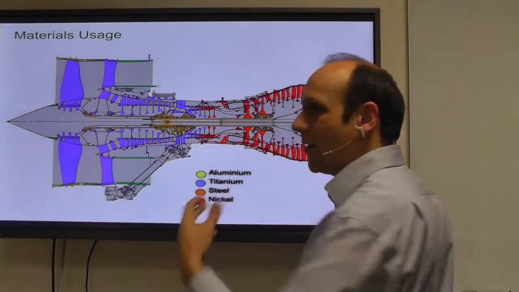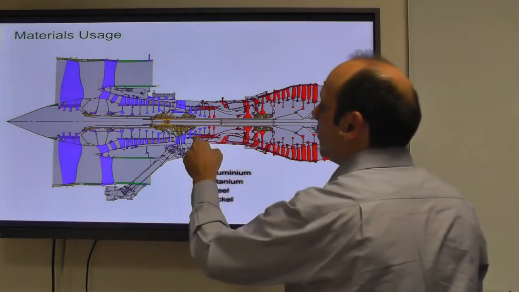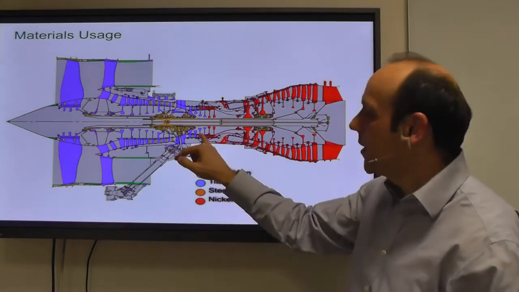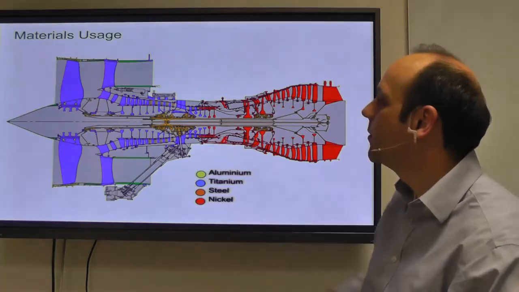And then at some point, you exceed a temperature of about 550 to 600 degrees C, and you transition into nickel. And that tends to be in the HP compressor here. And a lot of them now, you have an all-nickel HP compressor.